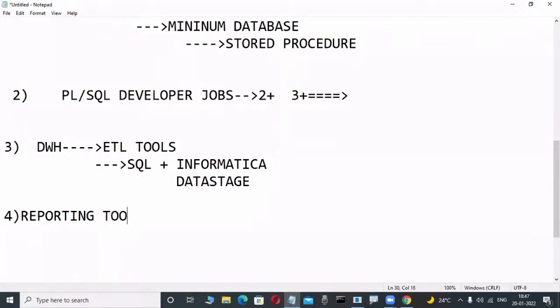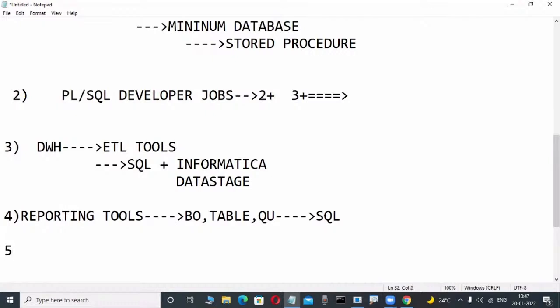There are so many reporting tools worldwide. In Oracle, there are BOS and OBI. Nowadays there are tools like Tableau and QlikView. So they get jobs easily, and minimum basic SQL knowledge is required. Those persons also learn these courses.